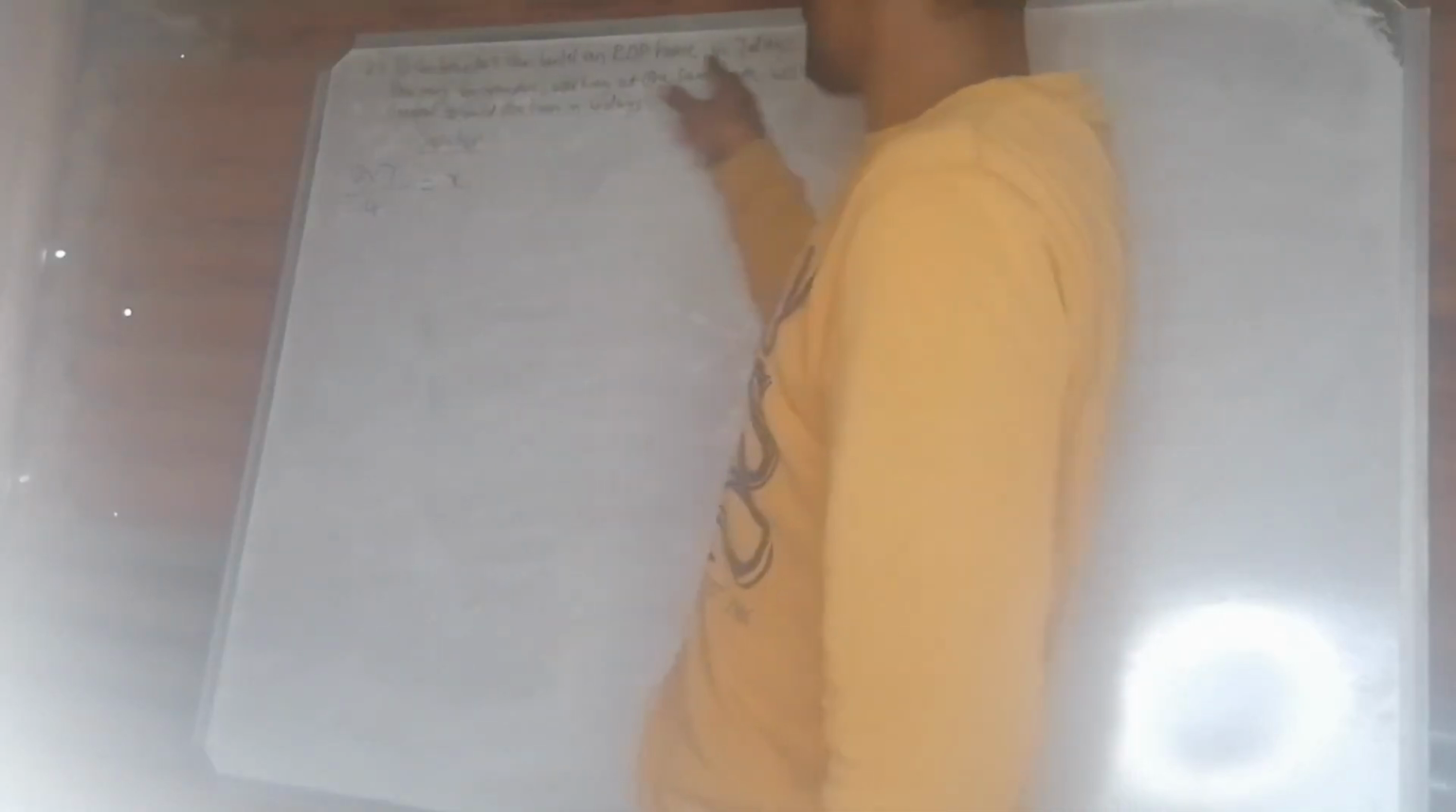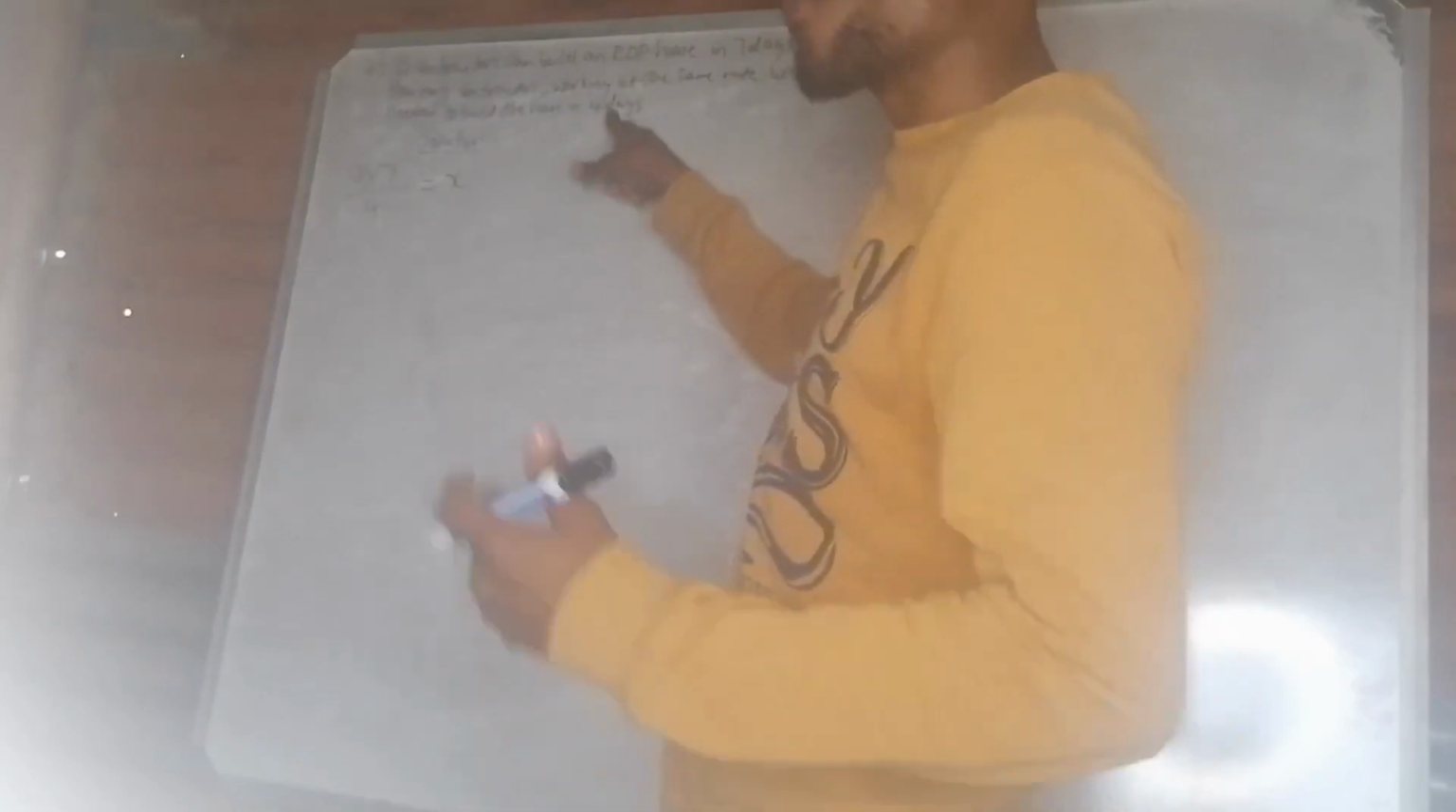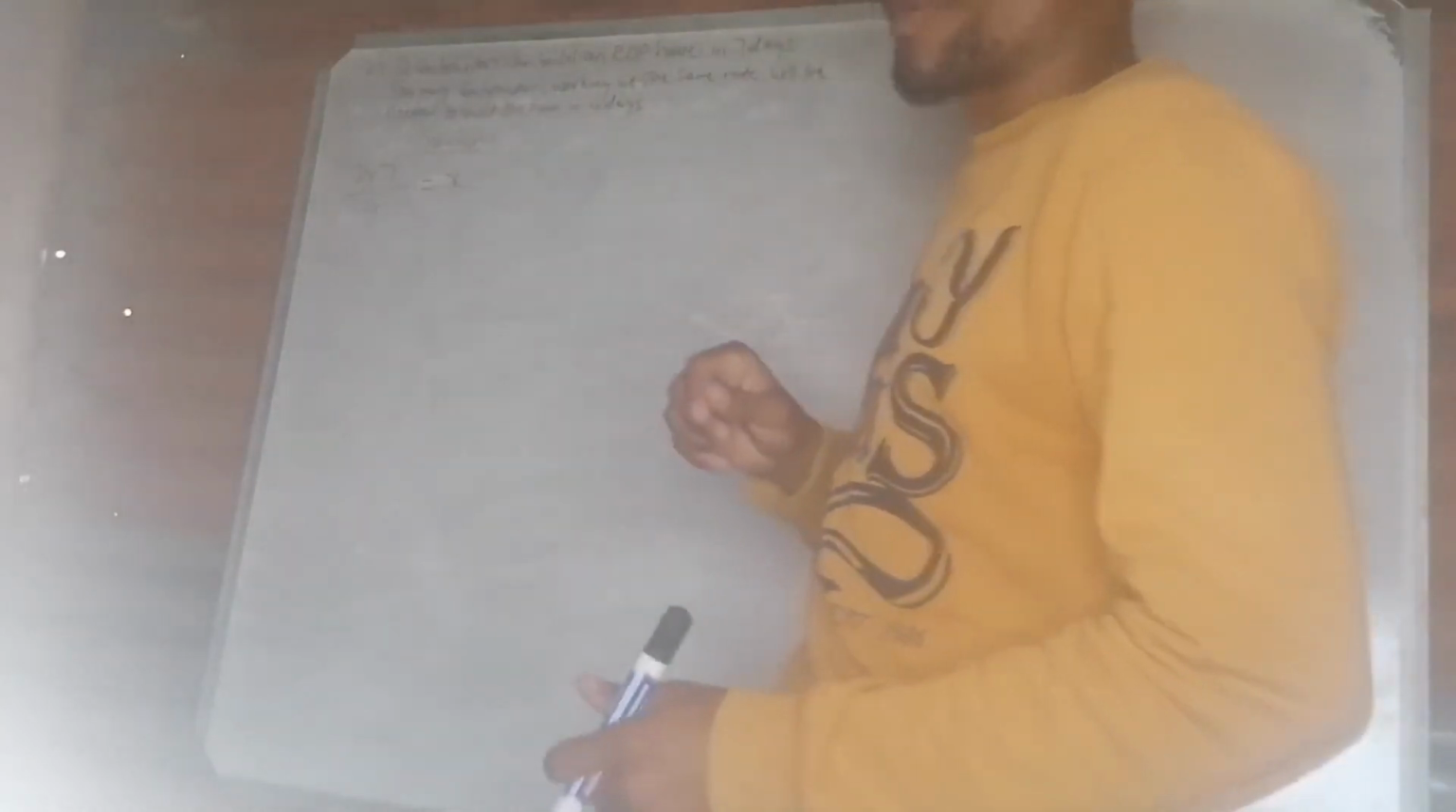So what we need to do here, we take that 12, we multiply that by 7, and then we divide that by the number of days that are needed. And then that will provide us with the number of contractors.